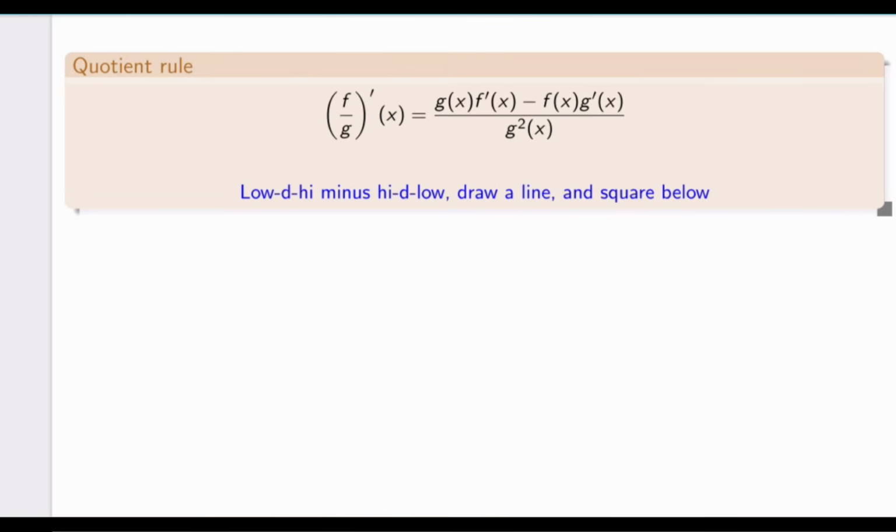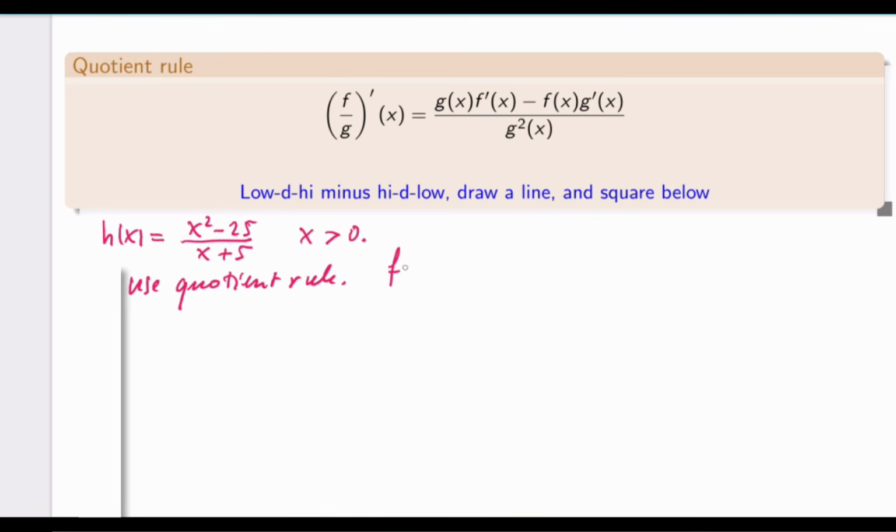Let me give you one example which is kind of interesting. Let's look at the function h of x is x squared minus 25 divided by x plus 5, for x positive, to use the quotient rule. So what is which? The high function is the f function, which is x squared minus 25, and the low function is the g function, which is x plus 5. We do need the derivatives, but we can use the power rule already.